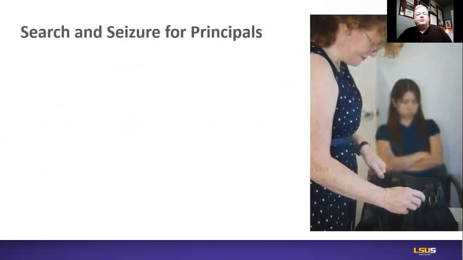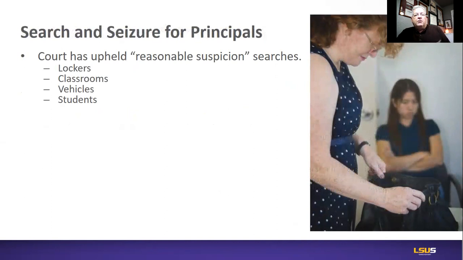So search and seizure. All right, the courts upheld reasonable suspicion searches in these four instances. You can search lockers, you can search classrooms, you can search vehicles, and you can search students if you have reasonable suspicion. So what is reasonable suspicion? Well, basically, it's what a reasonable person, given the same set of circumstances and information, would that person have the same suspicion, if you will, or belief that there's something that's been going on.